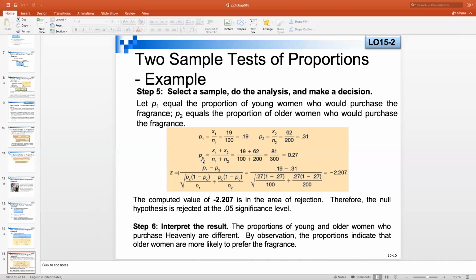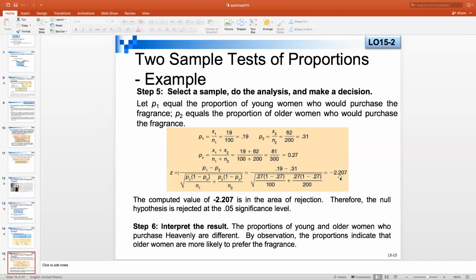All right, so now let's construct that PC. Very simple, 19 plus 62, 100 plus 200, and the PC is 0.27. And let's drop that PC right here, and then take 1 minus on both sides, and then we put our N, and then we're going to compare the 19 to the 31. So this is our computed Z. Our computed Z gives us a number of negative 2.207. Everybody sees how we got that number.